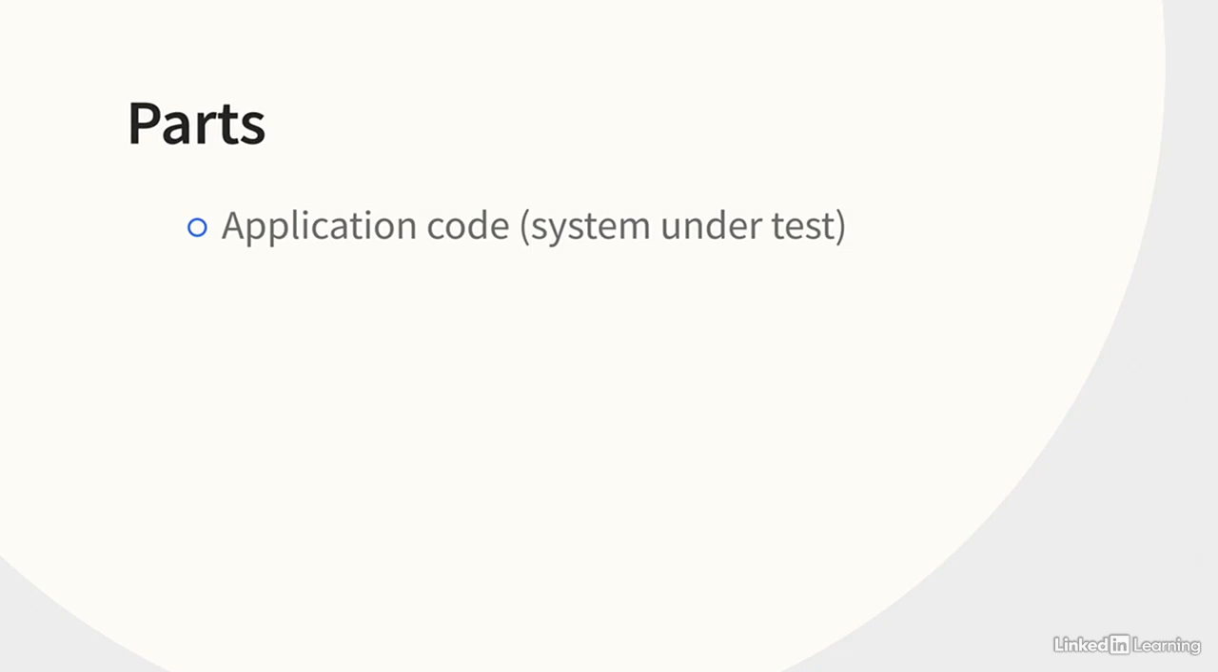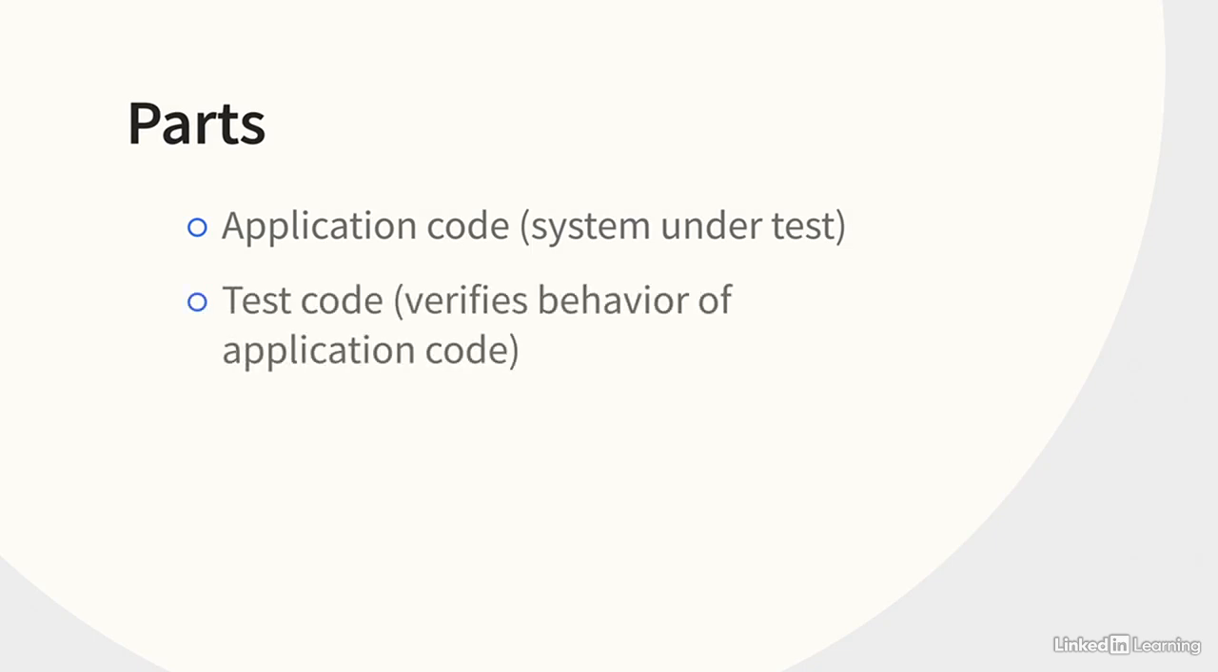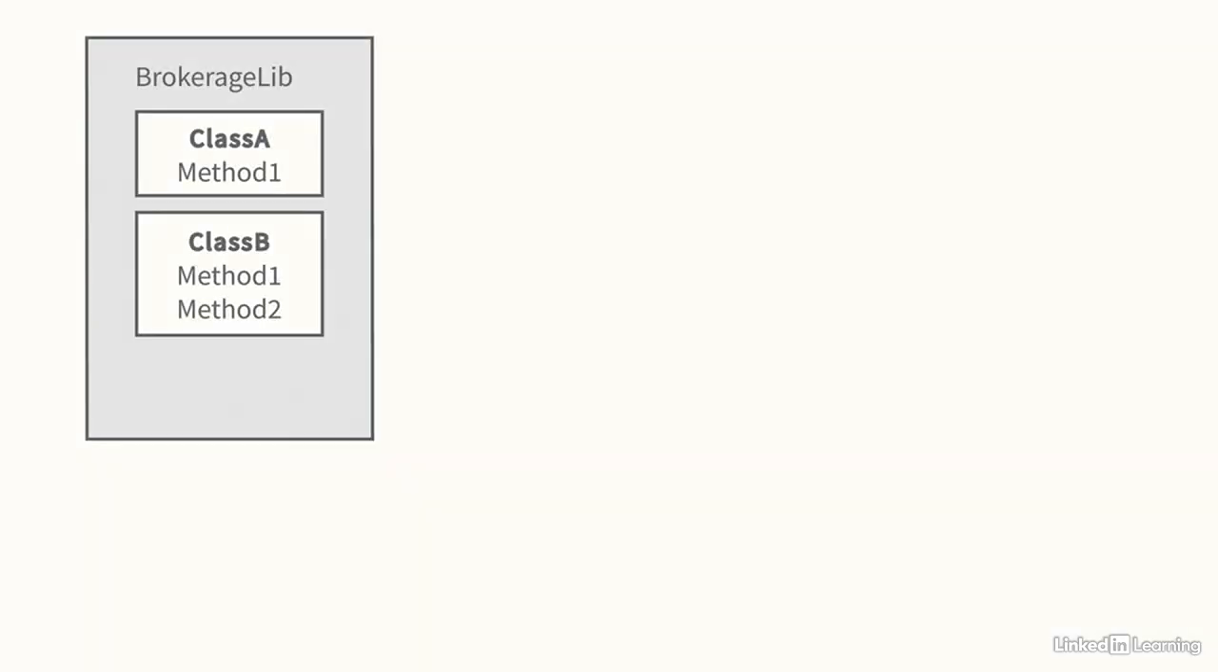First of all is our application code, often called the system under test. Then we write test code, which verifies the behavior of application code. Here's an example. This is my brokerage code library. I need to test some of the class methods in this library. In tester lingo, the brokerage lib is known as the system under test, and you'll occasionally see the acronym SUT used.